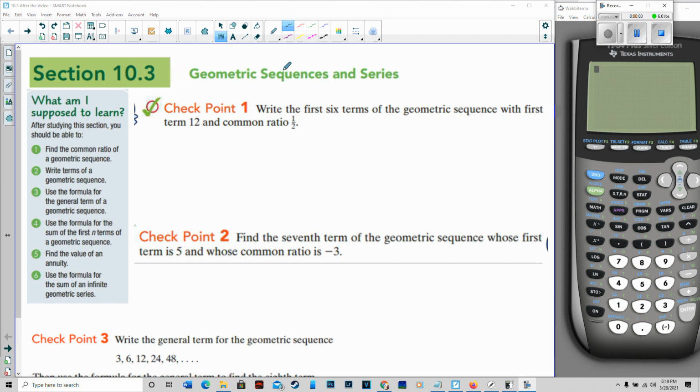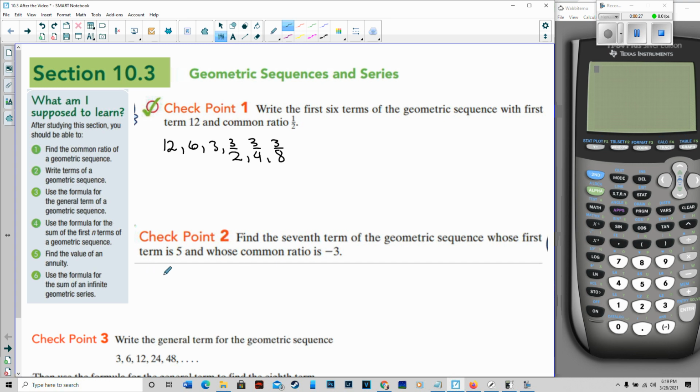This is section 10.3, geometric sequence and series. Write the first 6 terms of the geometric sequence with first term 12 and common ratio 1/2. The first term is 12, and then we just keep multiplying by 1/2. So 6, 3, 3/2, 3/4, and then 3/8.